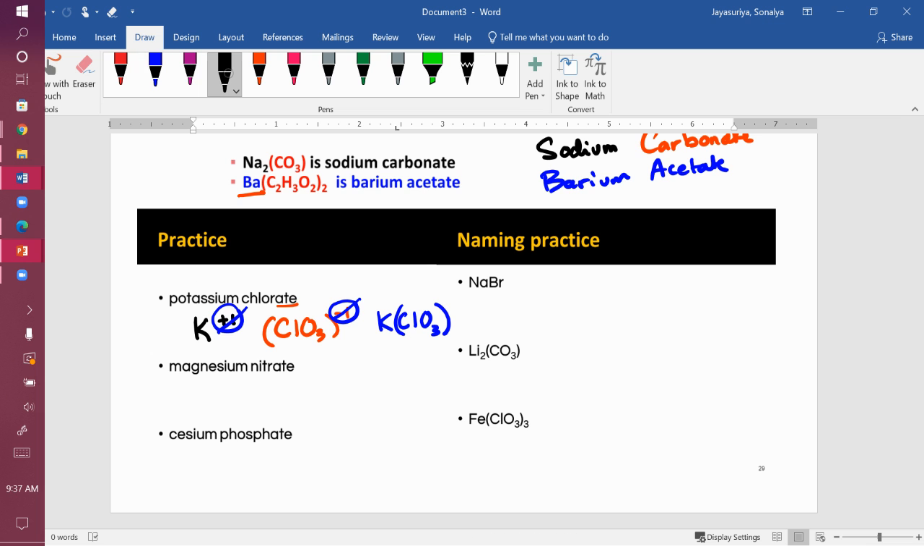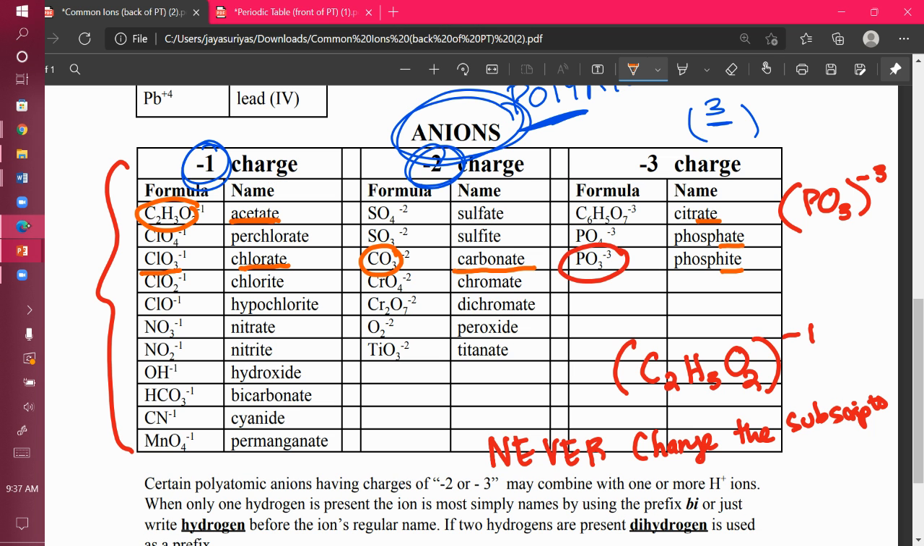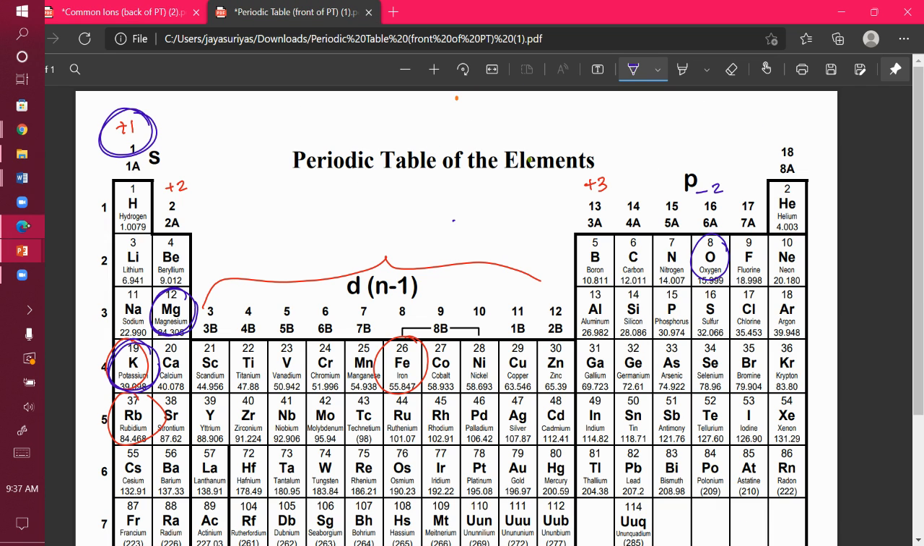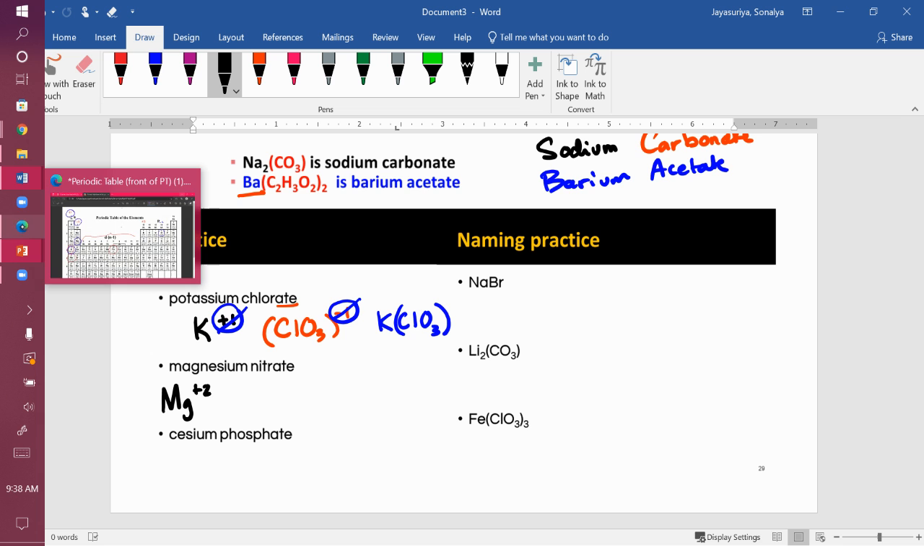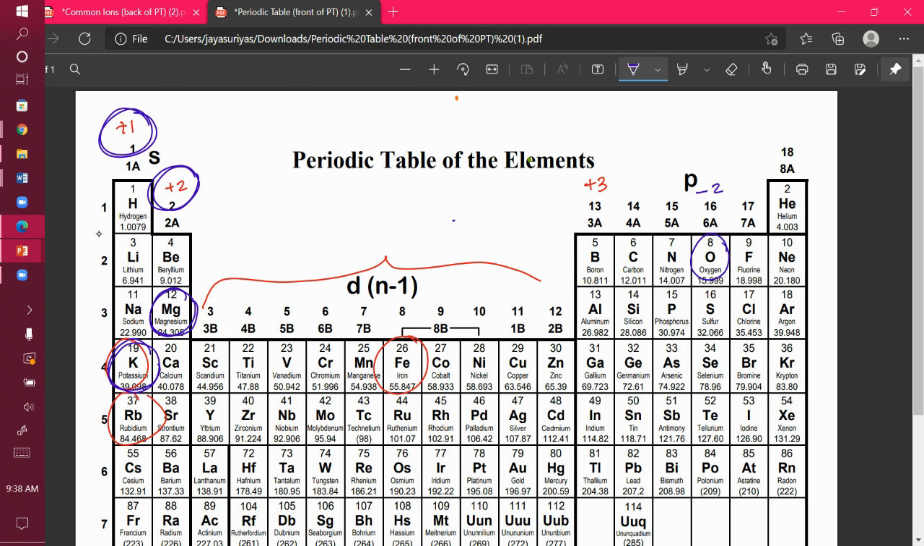Okay. The next one. I read magnesium. I find magnesium on the periodic table. Magnesium, Mg, charge +2. So I write Mg +2. I read the word nitrate. It ends in ATE. It's not nitride, that is nitrogen, from the front of the periodic table. It's nitrate, a polyatomic ion from the back of the periodic table.